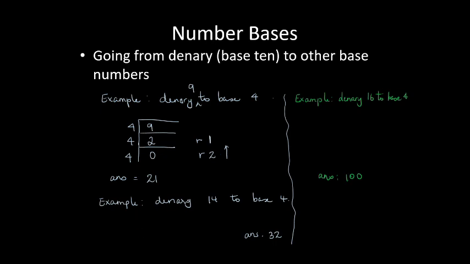So we want to change 14 to base 4. Now this is the hardest one. This is harder than the other way. So you'll see just now.